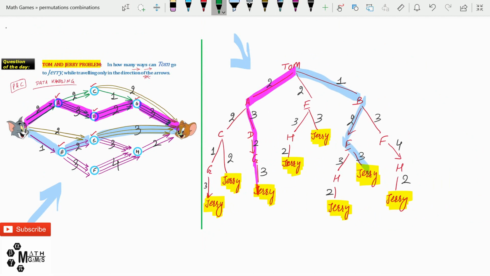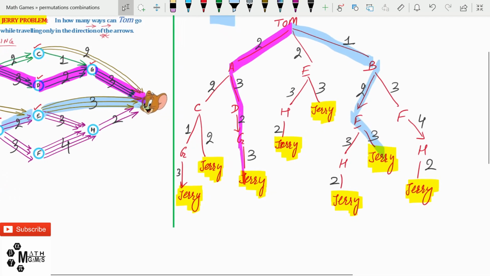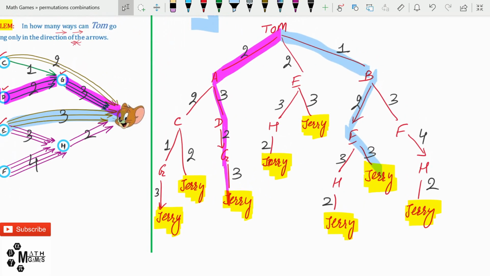Now all we need to do is solve for the answer. If we have taken this route, the pink route, then the number of ways will be 2 into 3 into 2 into 3. What we are using is the basic concept of the law of multiplication in the chapter of permutation and combination. So 2 into 3 into 2 into 3, we get 36 in this case, we get 8 in this case. I'm just doing the calculation now, nothing to be afraid of, it's a very simple procedure.